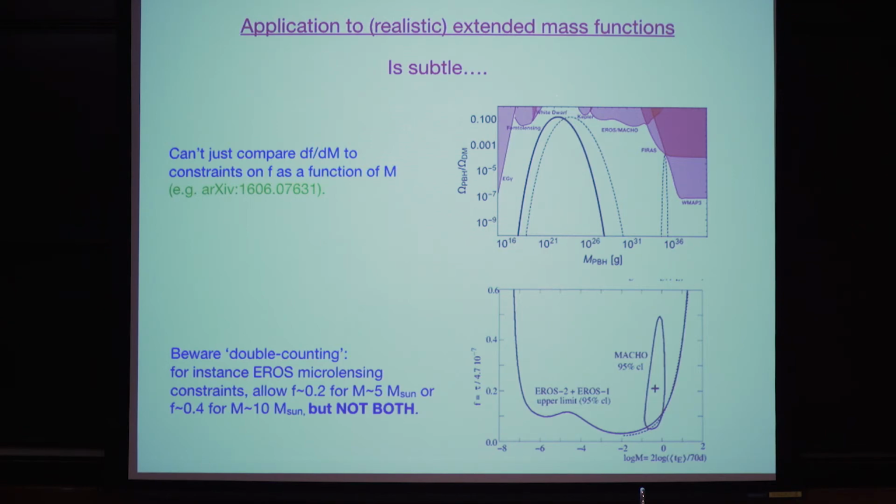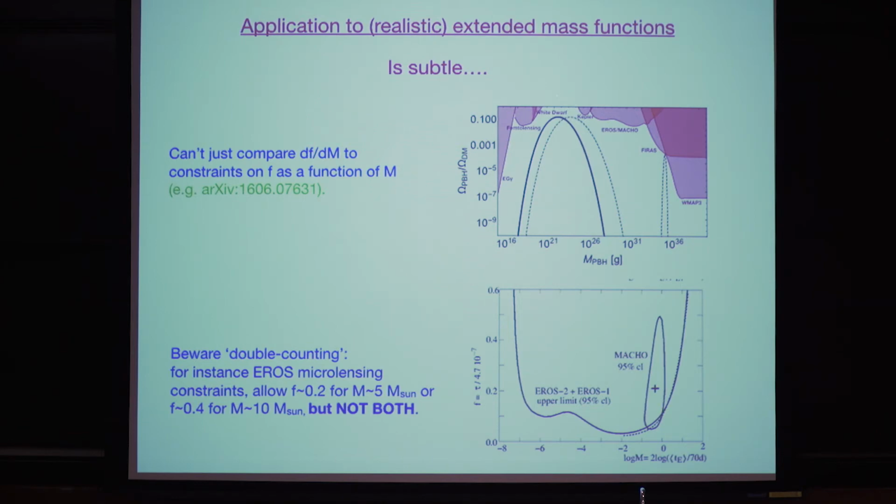So for a sort of concrete example of this, let's come back to the Eros microlensing constraint and think about really what this constraint is telling us. It's, for each individual value of mass, a limit on the value of f you can have all in that mass.